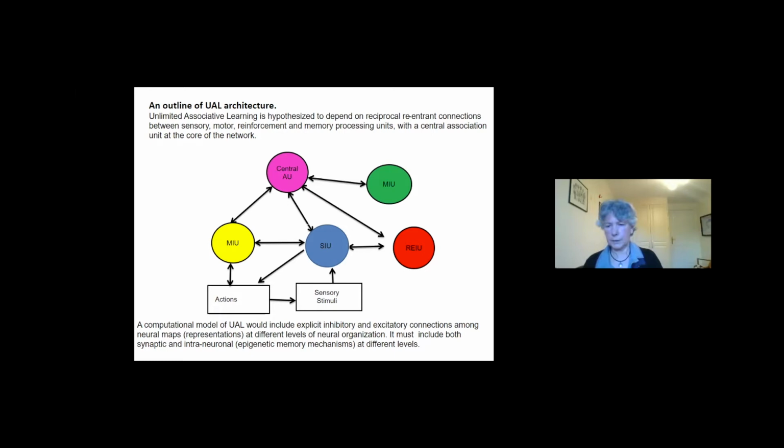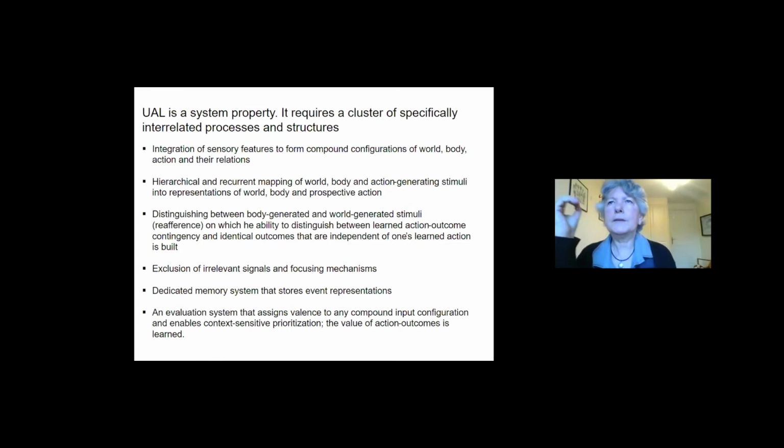Okay, so one of the things that we like about unlimited associative learning is that this type of learning is a system property. We cannot reduce it to the sensory, nor the motor, nor the reinforcement, nor the memory system. It is when these things come together within the right kind of interaction that unlimited associative learning is formed. And what it requires, in processes and structures, is integration of sensory features to form compound configurations of the world, of the body, and of action, and their relations.